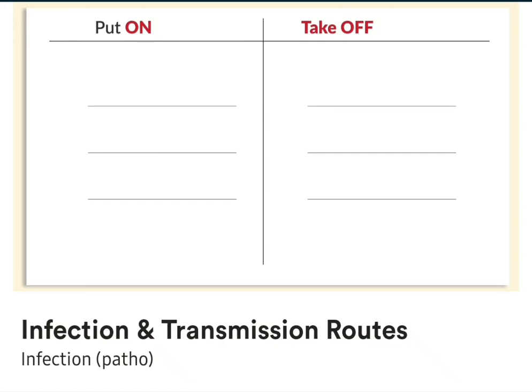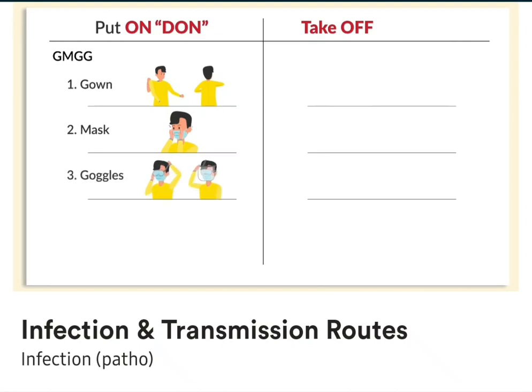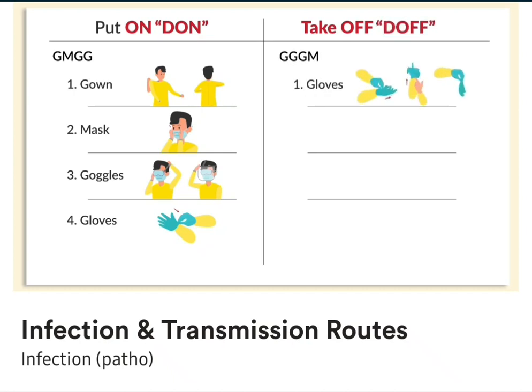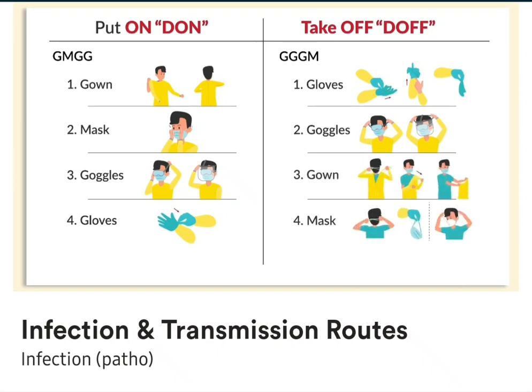So when you put on or don PPE, just think the gown goes first, the mask second, goggles, and then lastly gloves. And it's almost the exact opposite when you're taking off or doffing. Gloves are first, then the goggles, and here's the tricky one, the gown third, and then lastly, the mask fourth.